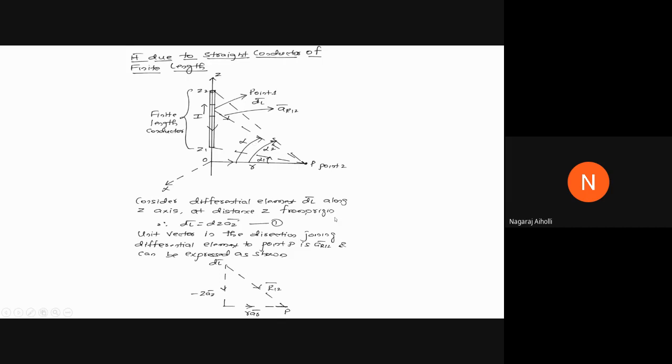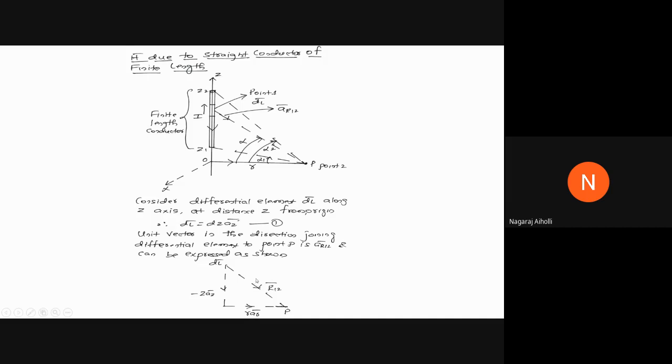Consider a differential element dl bar along the z-axis at distance z from the origin. Therefore, dl bar will be equal to dz az bar, that is the elemental length. Its vector is dz az bar, where az bar is the unit vector and the magnitude is dz. The unit vector joining this differential element to the point P is AR12 bar.